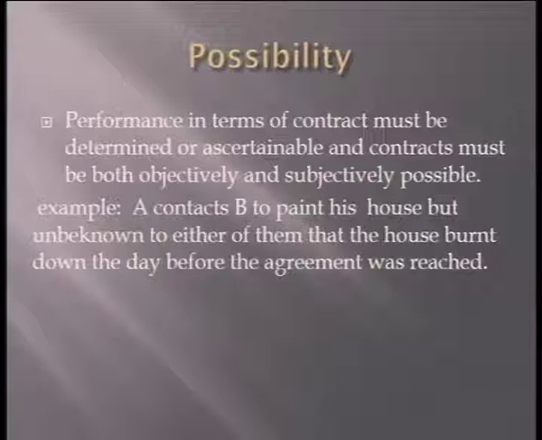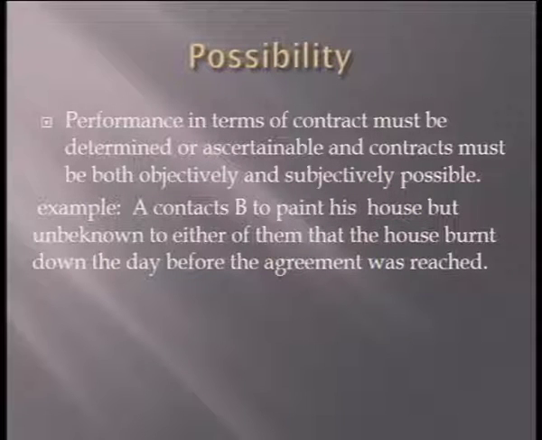The possibility here also comes in: performance in terms of possibility is also part of what makes a contract valid. Performance in terms of the contract must be determined or ascertainable, and the contract must be both subjectively and objectively possible. Example: A contracts B to paint his house, but unbeknown to either of them, the house burned down the day before the agreement was reached.